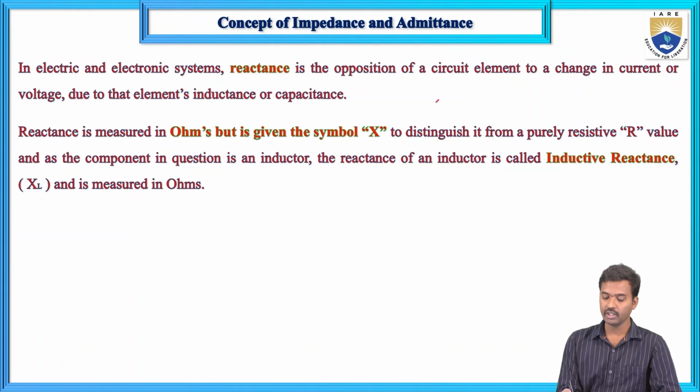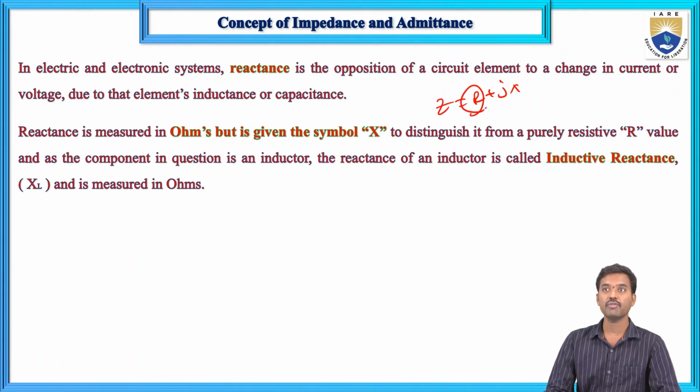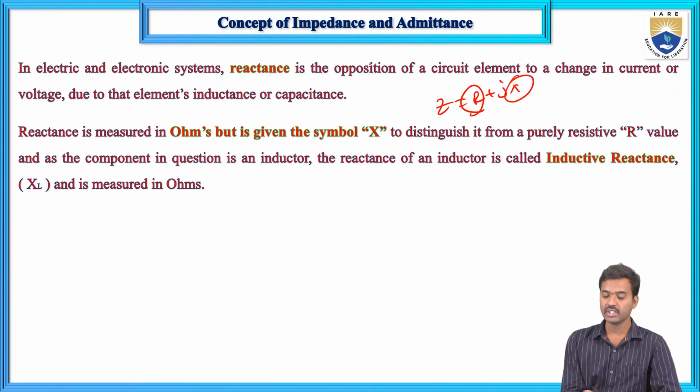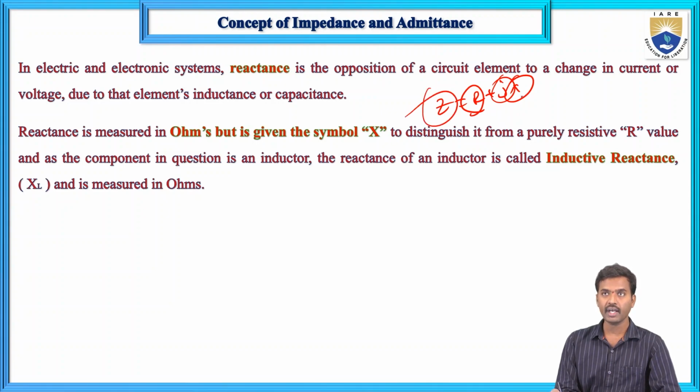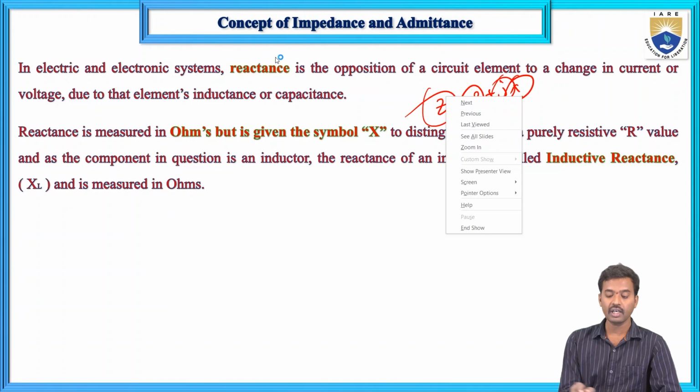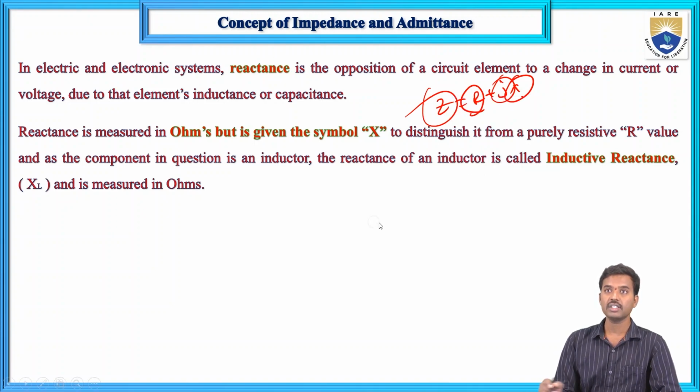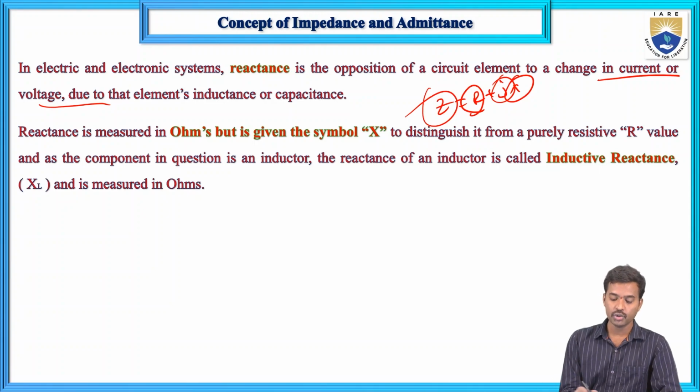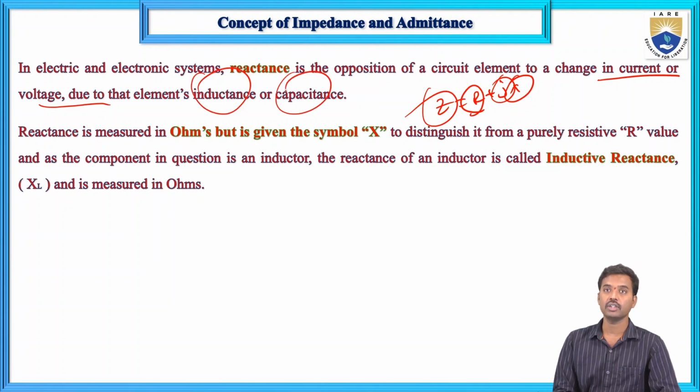Reactance. What do we mean by Z equals R plus Jx? Resistance opposes the flow of direct current. Now what about the reactance? J notation we already discussed, and impedance is okay. Reactance in electrical and electronic systems is the opposition of an electrical circuit to change in the current or voltage due to the elements. What are the elements? Due to the inductor and capacitor, that is, inductance and capacitance.